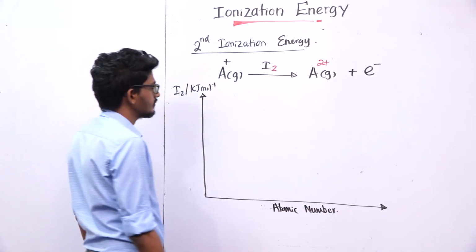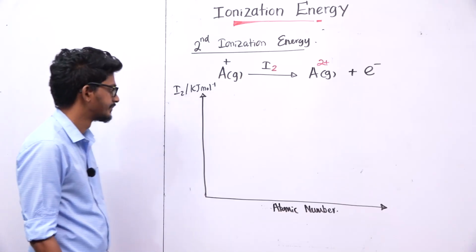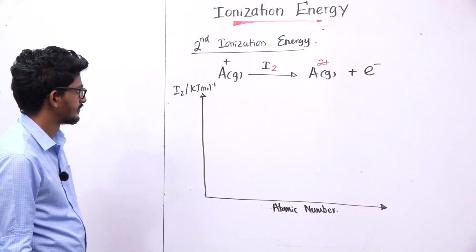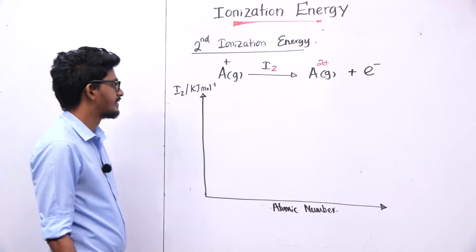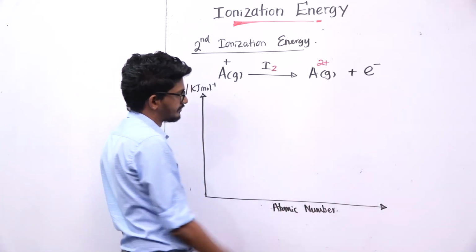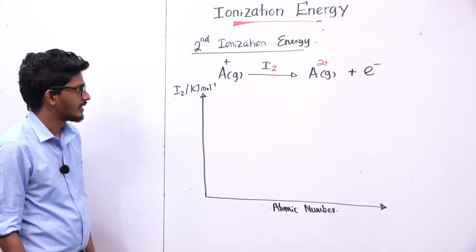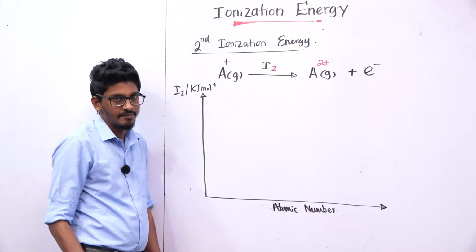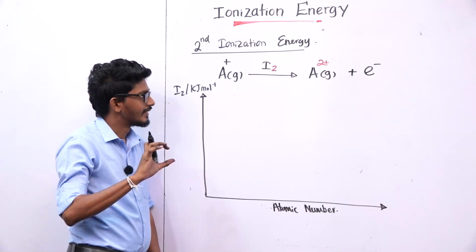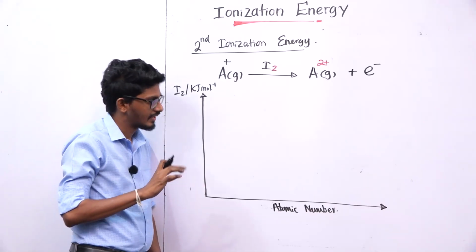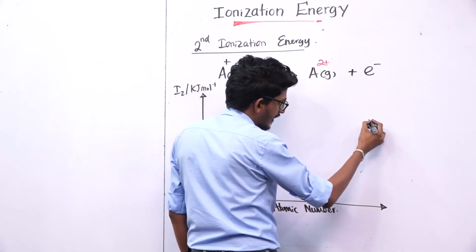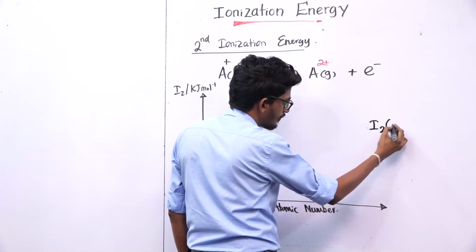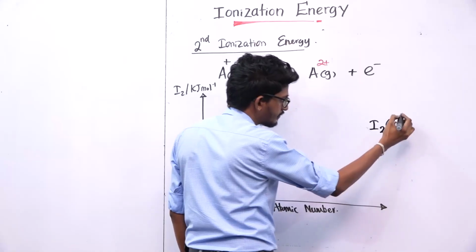Right now? Okay. So let's come up with the trend. The idea is the same. First think of the one which carries the least second ionization. Let's think of the one which carries the least I2, the minimum value.